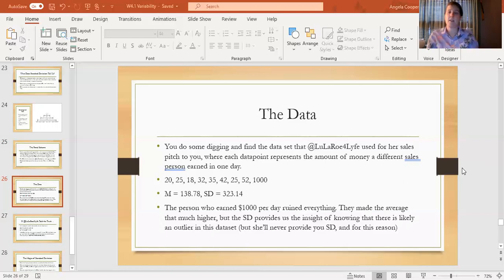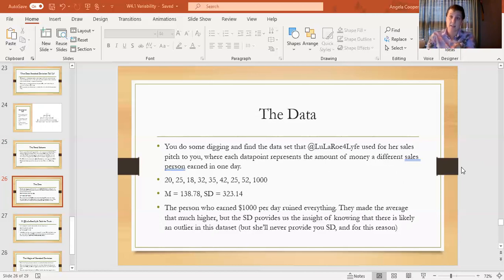That is correct. But it's because of that person who earned $1,000 that threw that mean in there. So with that standard deviation being as high as 323.14, that's telling us, okay, yes, the mean is 138.78, but since we have such a large standard deviation, you can see that a lot of our scores are not even close to $138. There's only one score that's over it, and that's the one that screws up the mean in the first place. Every other amount of money that each individual salesperson made in a day is almost $100 less than the mean of 138.78.